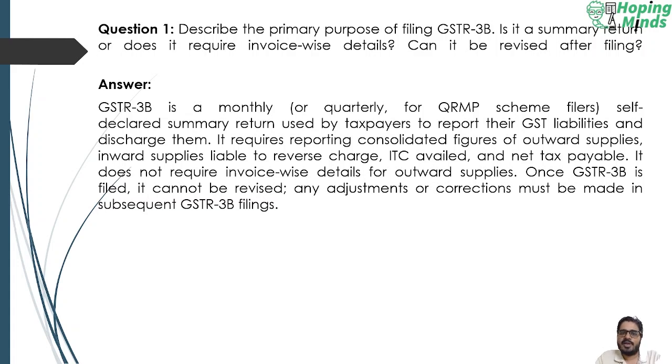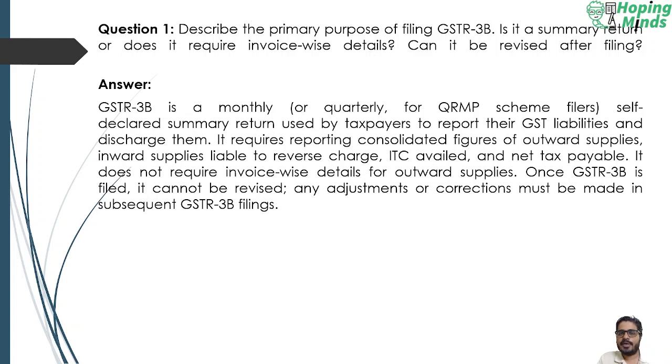It's a self-declared summary return used by taxpayers to report their GST liability and ultimately discharge them. It requires reporting consolidated figures of outward supplies, inward supplies liable to reverse charge, input tax credits availed, and net tax payable. It does not require invoice-wise details for outward supplies. Once GSTR 3B is filed, it cannot be revised. Any adjustment or corrections must be made in the subsequent GSTR 3B filings.